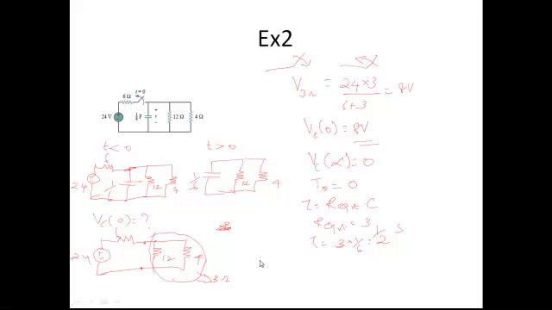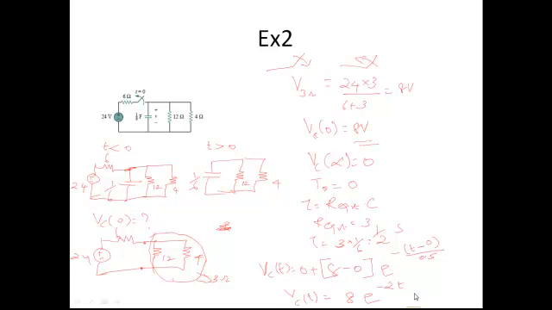Substitute in the general equation: Vc of t is equal to Vc of infinity, which is 0, plus Vc of 0, which is 8 volts, minus Vc of infinity, which is 0, times e power minus of t minus capital T naught, which is 0, divided by tau. Tau is 1 by 2 or 0.5. This is the final answer. You can simplify it and write it as 8 e power minus 2t.